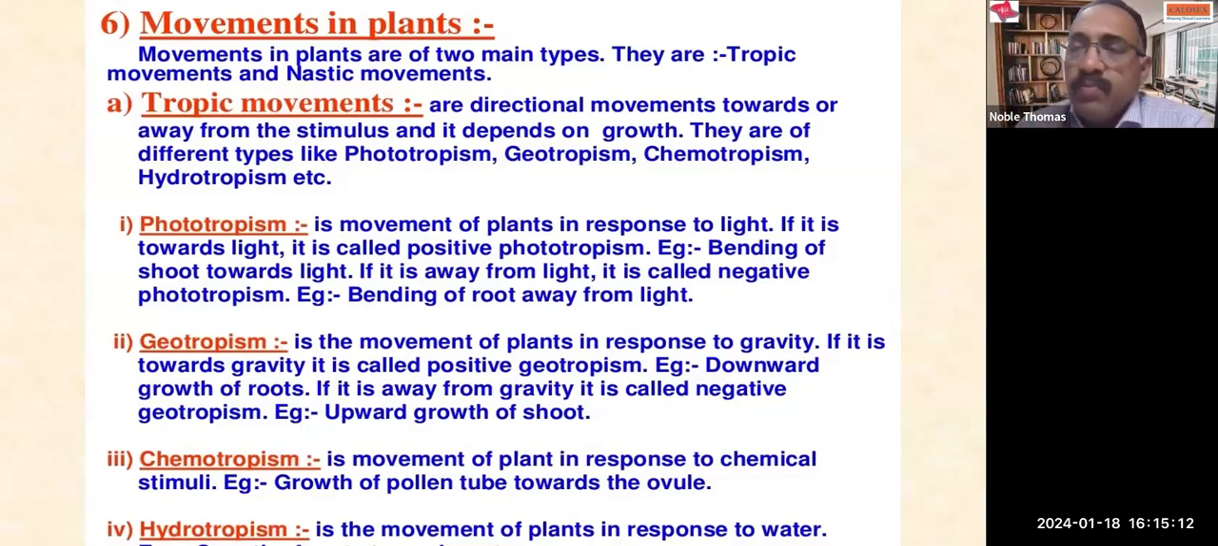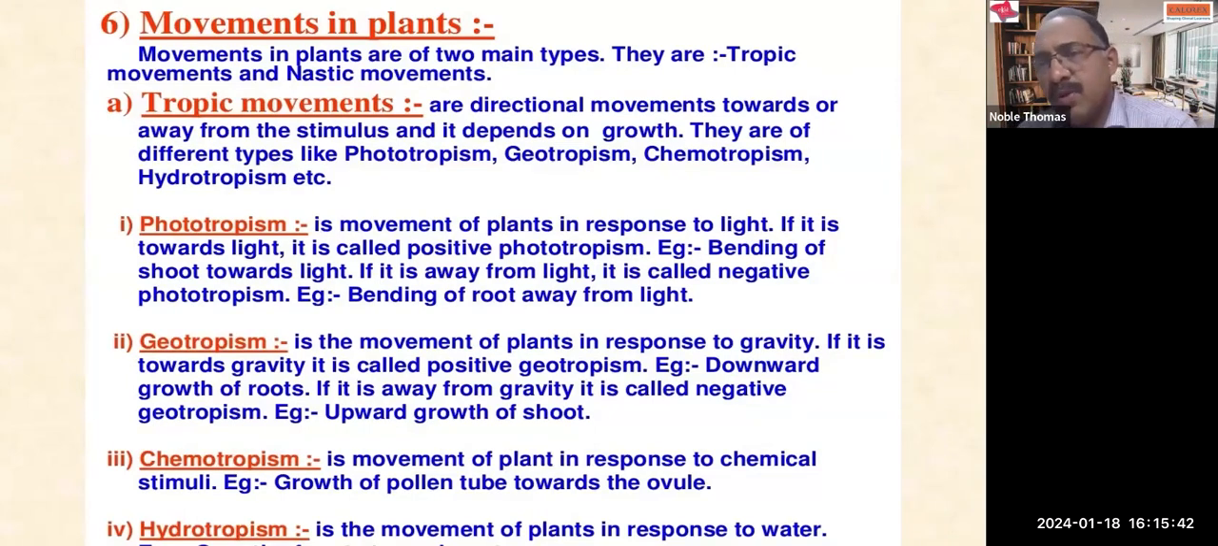Geotropism is another one. It is the tropic movement shown towards gravity or away from gravity. Again, this can be experimentally proven by placing a potted plant horizontally. You can see the roots grow downward and the shoot grow upward. The bending of a shoot upward is also due to the unequal distribution of auxin in the stem.